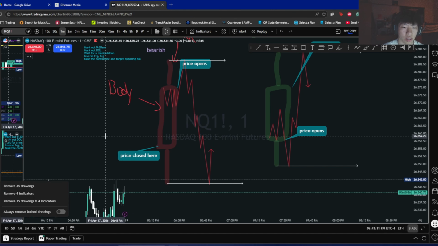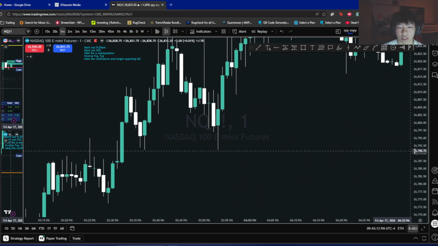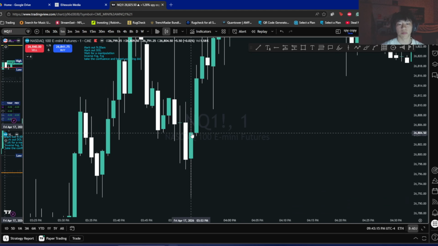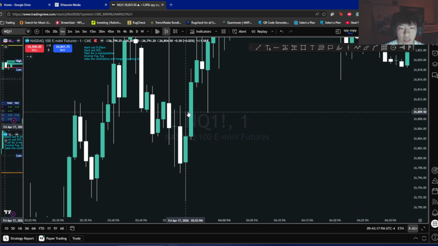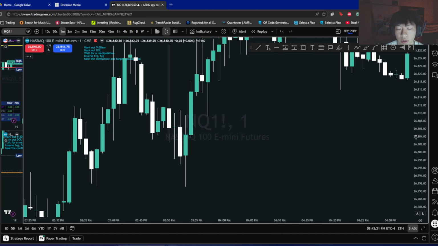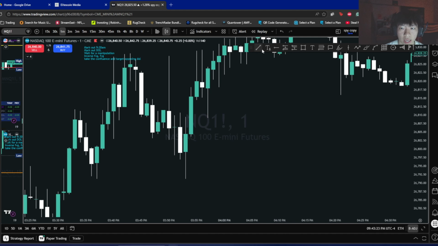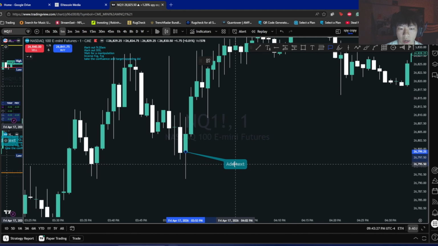Now we can take a look at price. For me, bullish candles are this mint green. So let's take a look at this candle right here. This is exactly 1 minute. On this 1 minute candle, price opened right here. So at 3:53, price opens here.